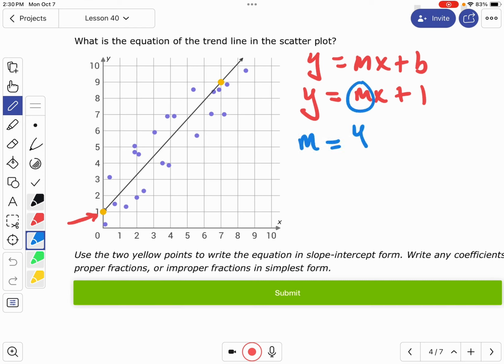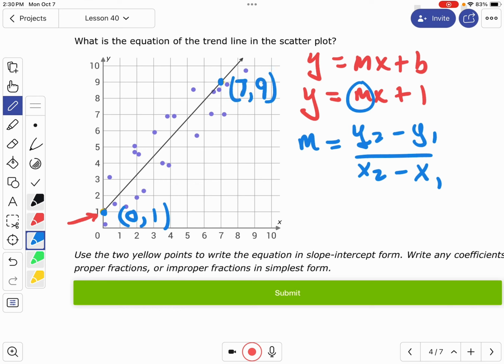Slope is the difference in the y's and the difference in the x's for two different points. So let's use the points that they've marked. Here's this one point right here. They've marked it out for you. That point is (0, 1). And then this point, the coordinates are (7, 9). Okay, so let's mark these like this.